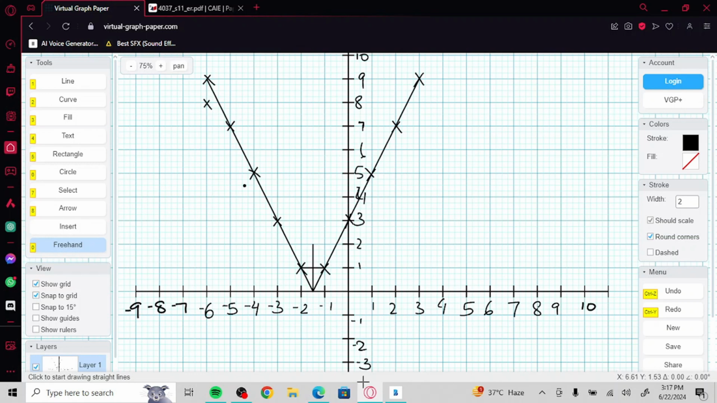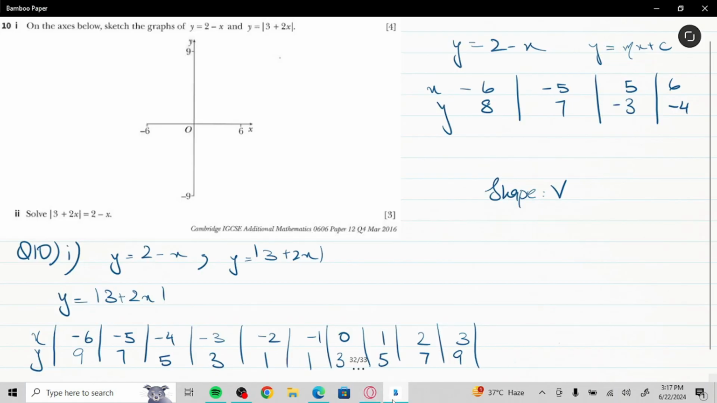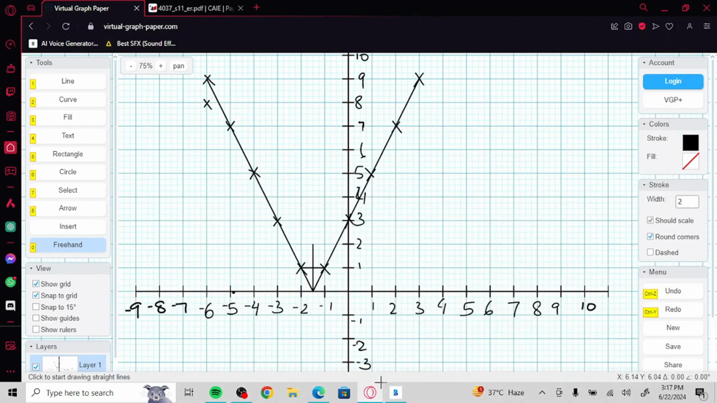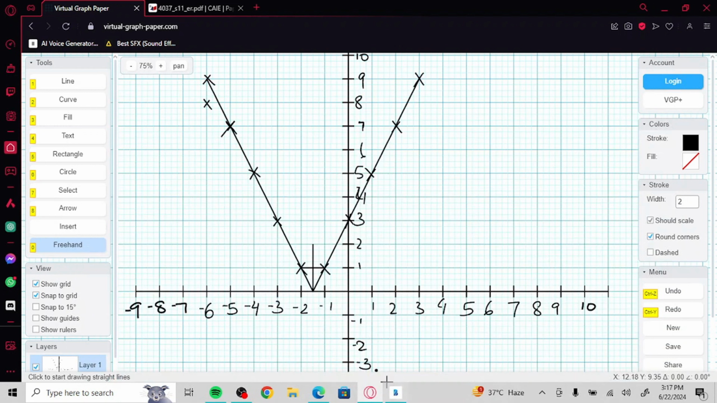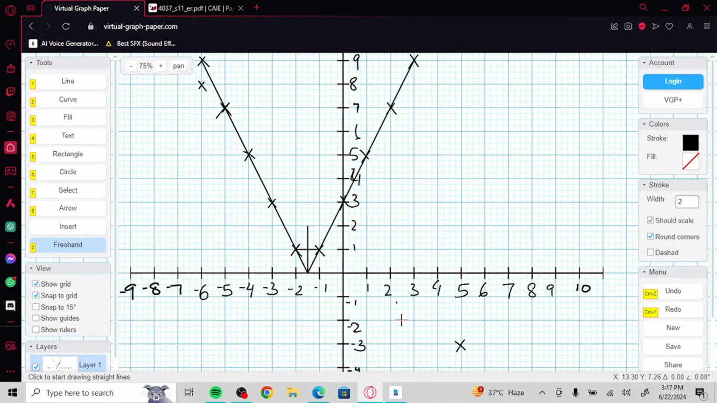Minus 6 and 8. When x is equal to minus 5, y is equal to 7. It goes all the way up here. It's going to intersect at that point. When x equals 5, y is equal to negative 3. Yes. So x equals 5, y is equal to negative 3. And when x is equal to 6, y is equal to negative 4. Let me just make this a little bigger.